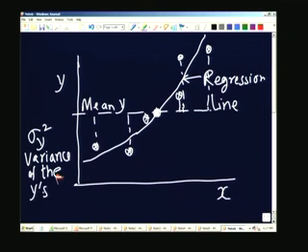The variance of the y's. Actually, how do we define it? This will be given by sigma y minus y bar whole squared divided by n. This is what it is.